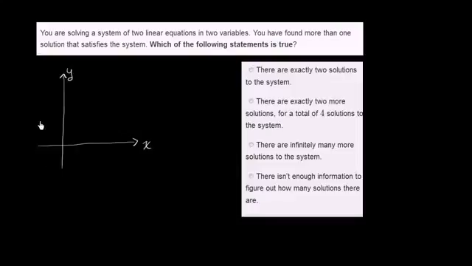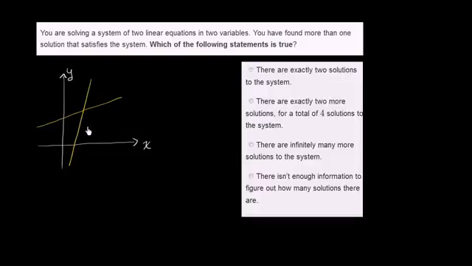There's another scenario where they intersect in exactly one place. There's one point, one xy coordinate right over there that satisfies both of these constraints. But this also is not the scenario they're talking about. They're telling us that you have found more than one solution that satisfies the system. So this isn't the scenario either. We don't have parallel lines that don't intersect. We don't have lines that only intersect in one place.